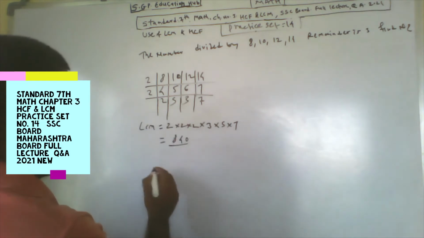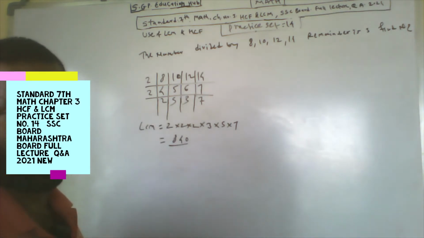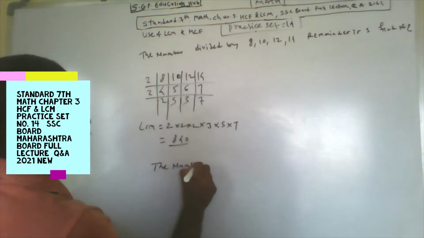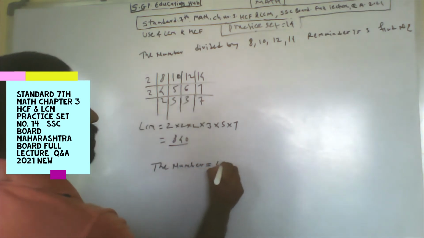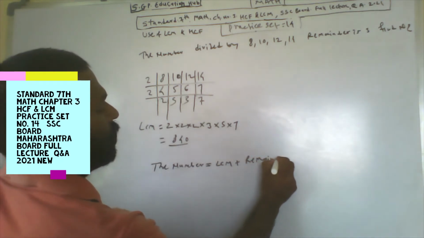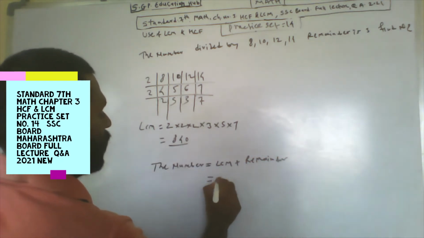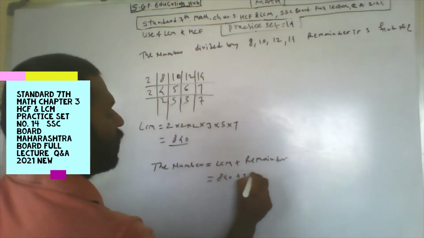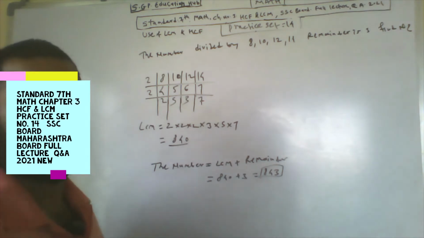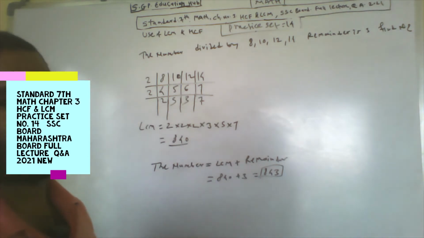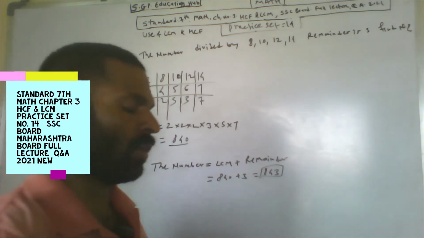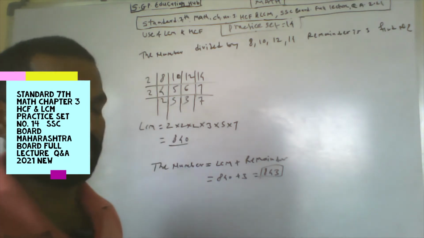To find the number, the formula is: the number is equal to LCM plus remainder. The LCM is 840 plus 3, which is equal to 843. That is the number. Is this not simple? With the help of LCM and HCF, there are so many things we can solve in math.